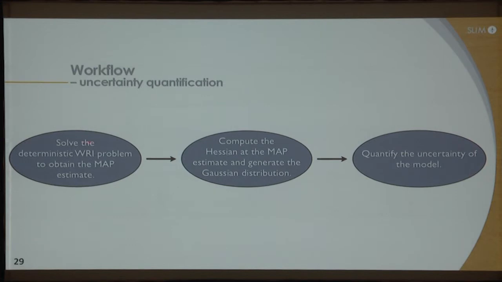So this is the workflow for our uncertainty quantification. We first solve the deterministic FWI problem to obtain the MAP estimate. Then we compute the Hessian at the MAP estimate and generate the approximate Gaussian distribution around this point. And then we quantify the uncertainty of the model based on this Gaussian distribution. Because we use the diagonal approximated Hessians, there are no additional PDE solvers needed in this workflow, which means it's a computationally tractable method for us to get some understanding of the uncertainty of our inversion result.